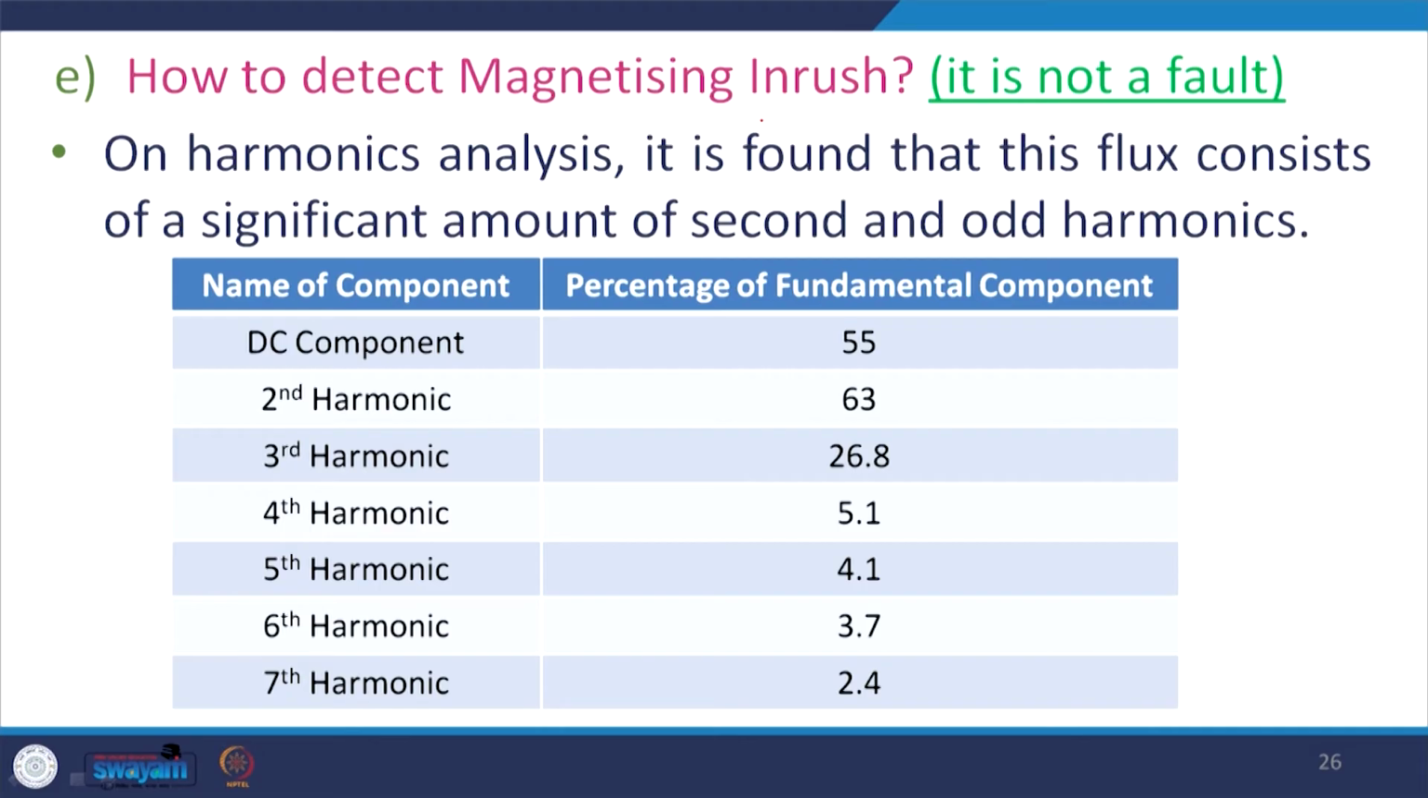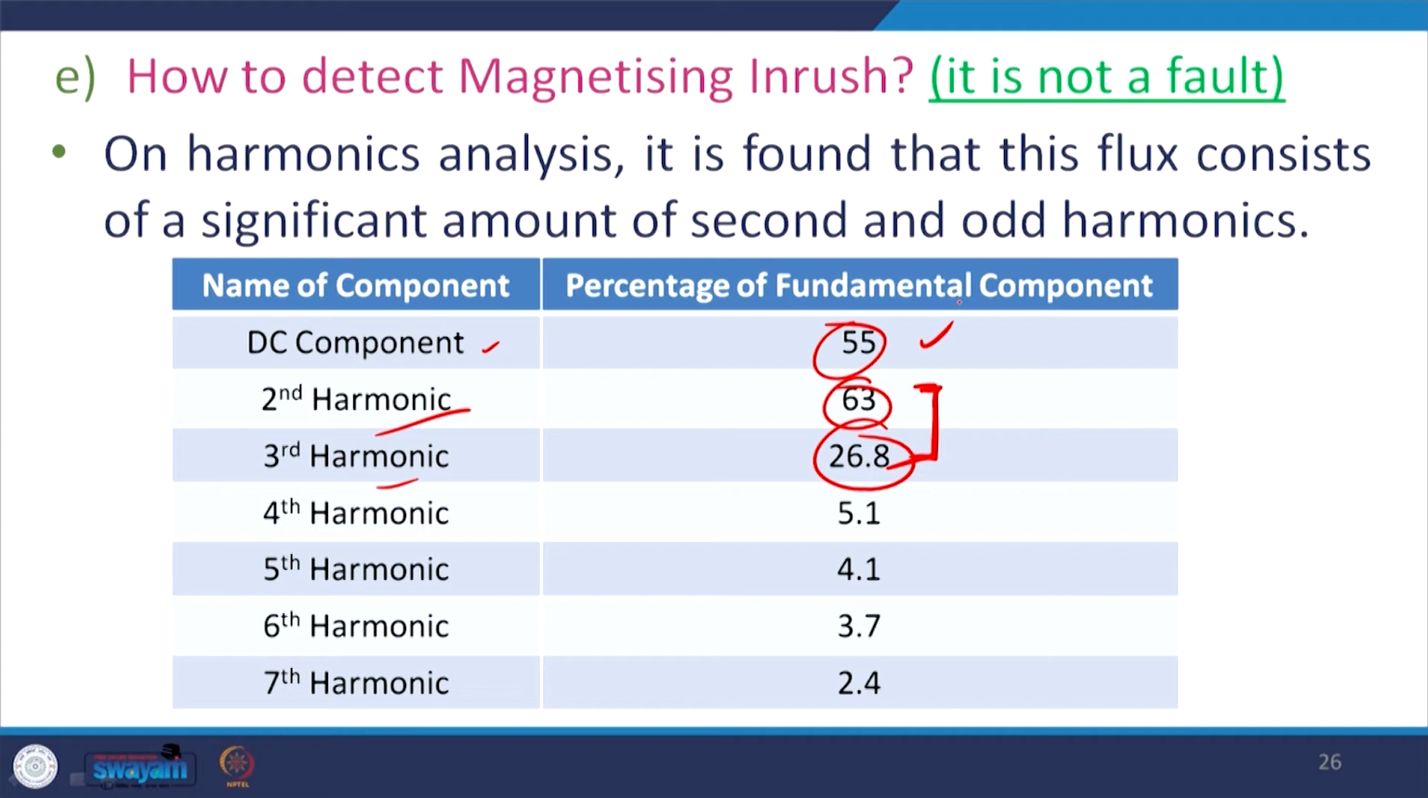If I go for harmonic analysis of the flux wave shape, it is found that, with reference to the percentage of the fundamental component, the DC component is 55, the second harmonic is 63, and the third harmonic is almost 26.8. The other harmonics go on reducing with reference to the percentage of the fundamental component. So, if I detect these components, or the DC component, then I can easily identify the inrush pattern or inrush point, and hence we can block the operation of the relay.